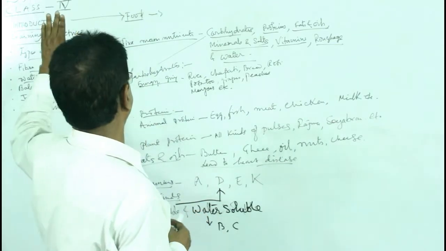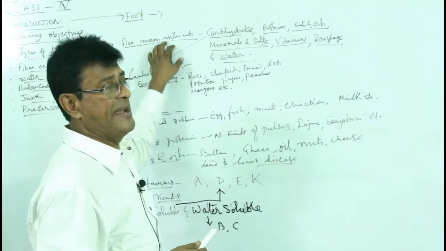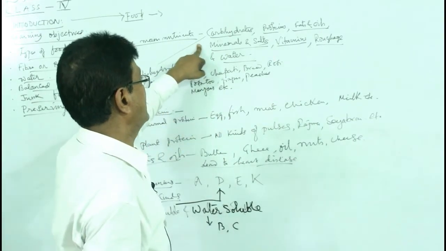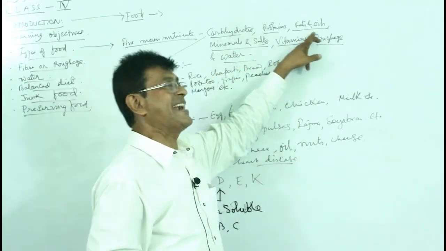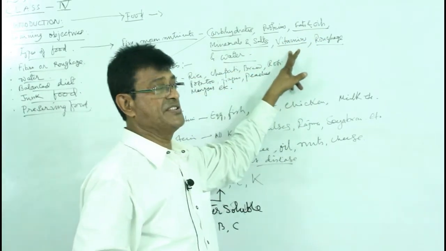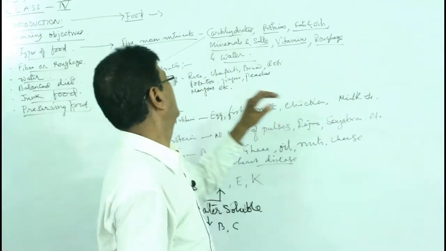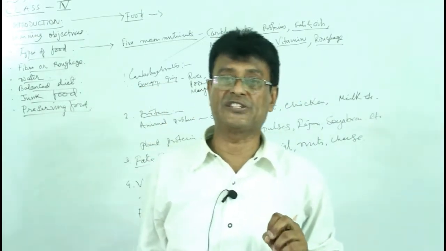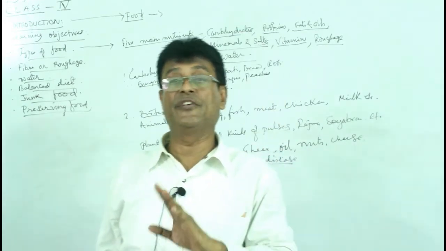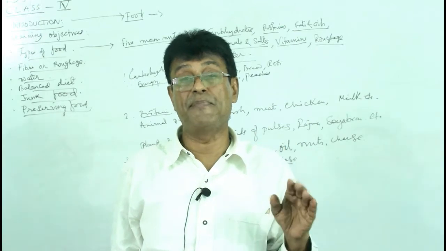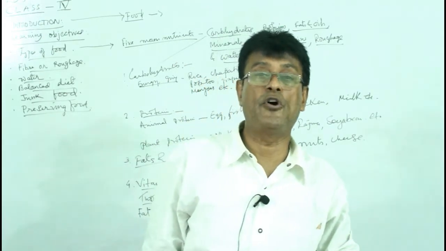Well, you see, there are 5 main kinds of food along with 2 other additional ones: carbohydrates, proteins, fats and oils, minerals and salts, roughage and water. Sir, you are telling us water is a food. Yes, my children, water is also a food, because water has a lot of impact on the body. I am coming to that point later on.